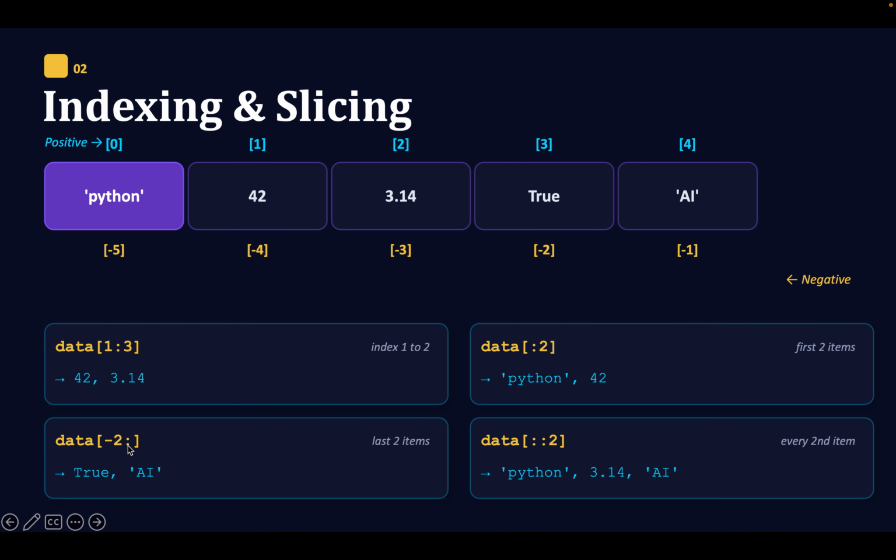And data[-2:], if you want to slice from the end, you can put it like this. So the last 2 items will get sliced. That is, -2 means it will slice from -2 and -1, so true and A will be sliced. And data[::2] means it will slice starting from 0, every second item. So the result will be Python, then 3.14 and then AI.